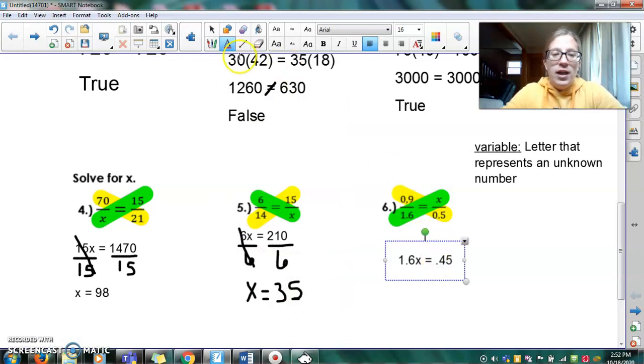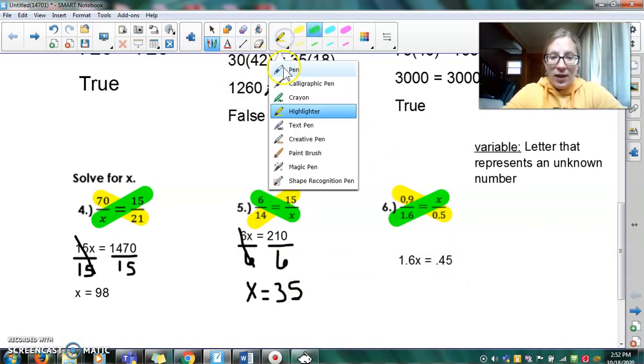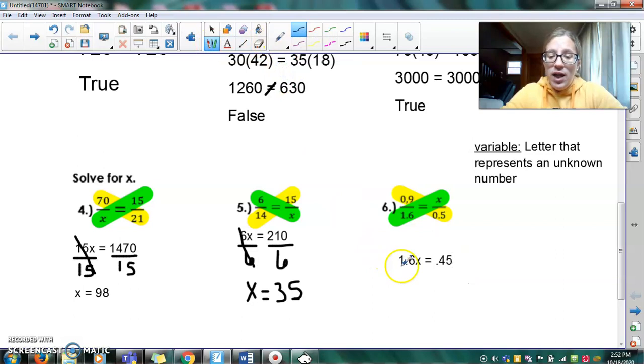0.45. And if I'm using my method of solving an equation, I will divide both sides by the value that I want to remove away from x, which in this case will be 1.6. We see these crossing off, and we're left with x equals into my calculator.